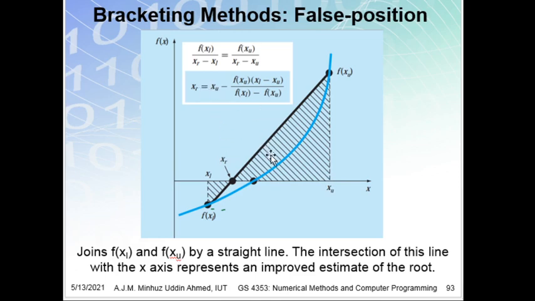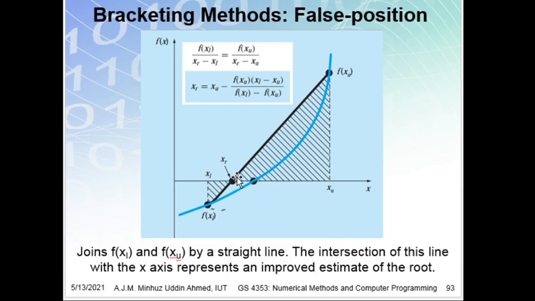So what we can do as an improvement is join f(xl) and f(xu) by a straight line, not taking the bisection approach parallel to the x-axis. Rather, we just connect this f(xu) point and this f(xl) point. These two points will be joined with a straight line, and the point where this line intersects the x-axis will be our xr, that is the initial guess of the root, although this is the original root.